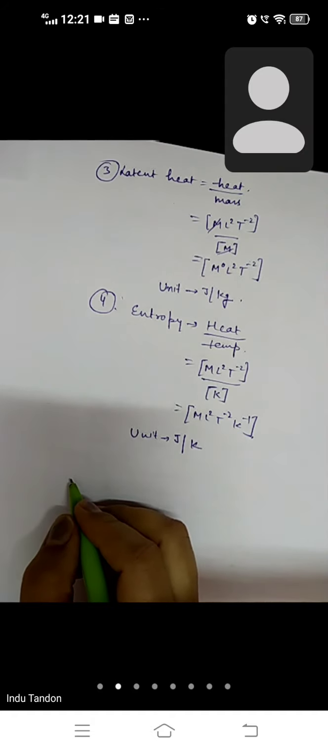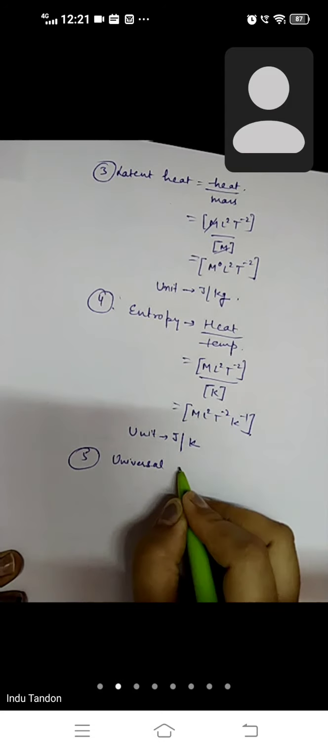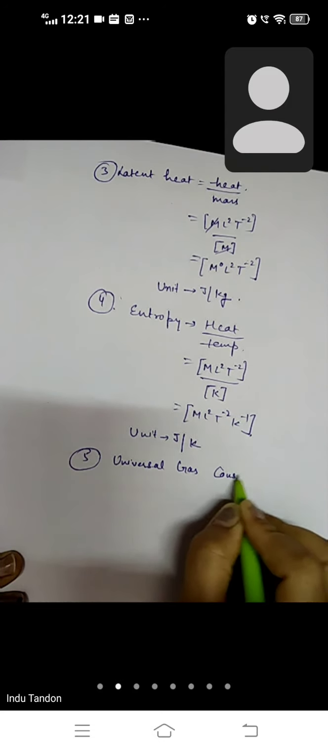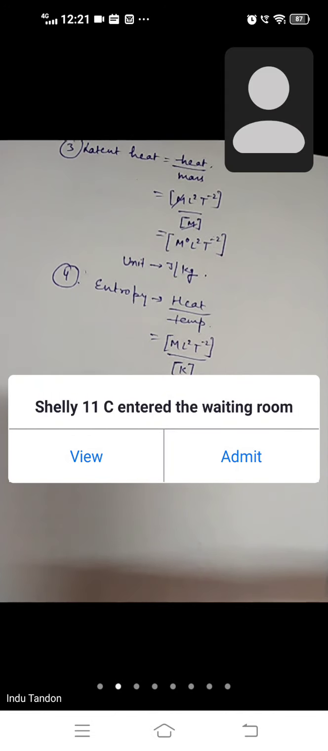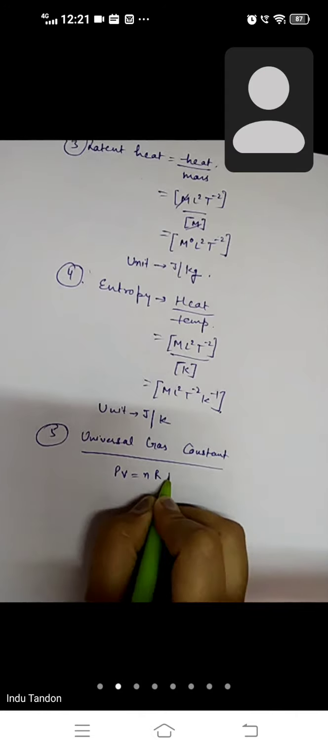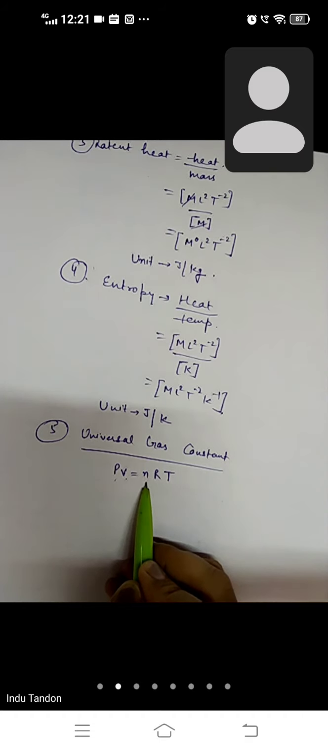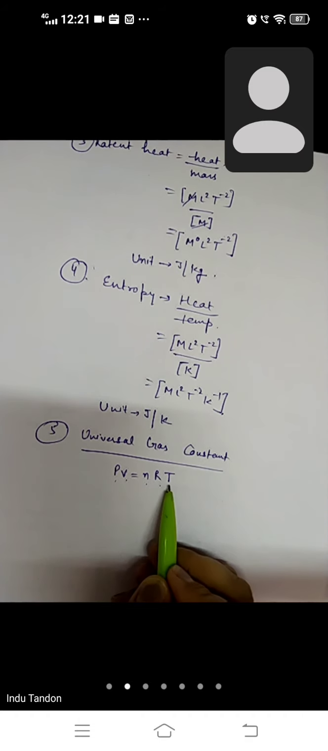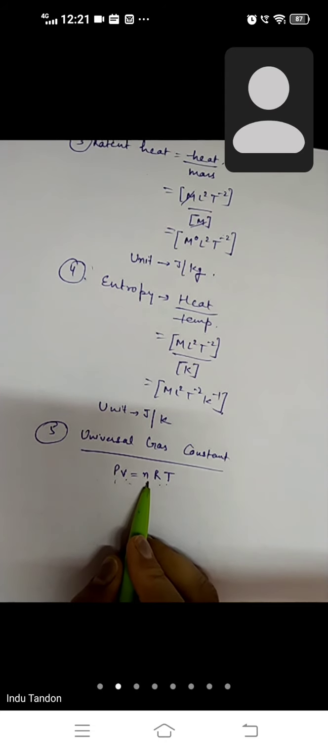Next one is the universal gas constant. What is the gas equation? Ma'am, not yet taught. PV is equal to nRT. This is the gas equation. P is pressure, V is volume, n is the number of moles of gas, R is the gas constant, and T is temperature.